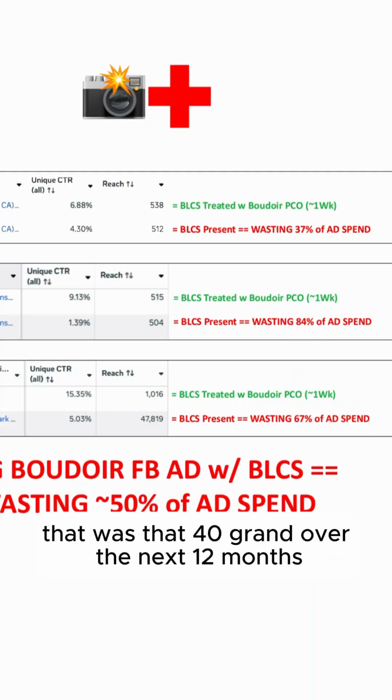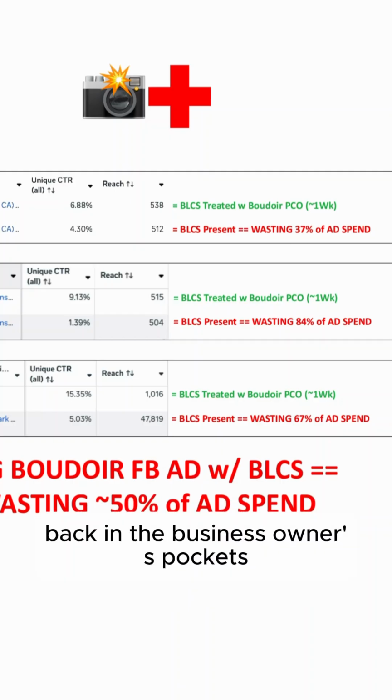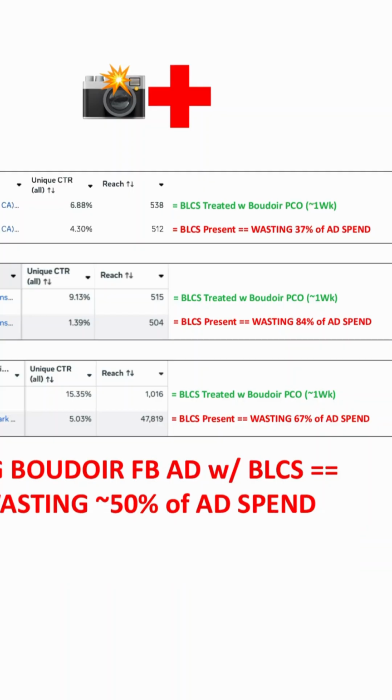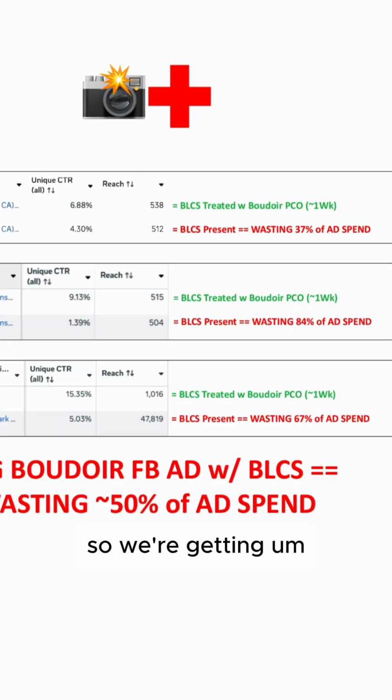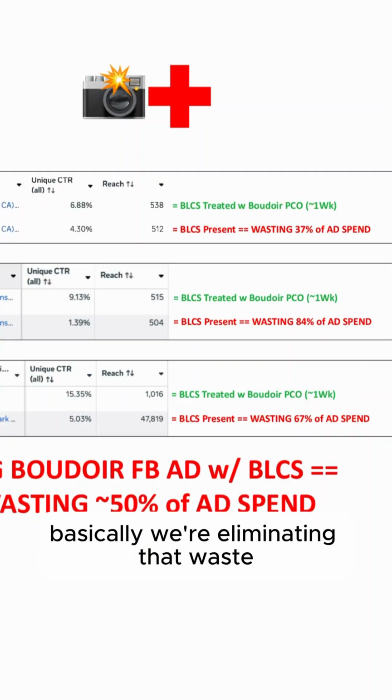So pocket that, what's that, 40 grand over the next 12 months, kind of phantom profit back in the business owner's pockets. And that will get our ad into the same number of women's brains as running the original ad at 10 grand a month. So basically we're eliminating that wasted ad spend, putting it back in our pocket.